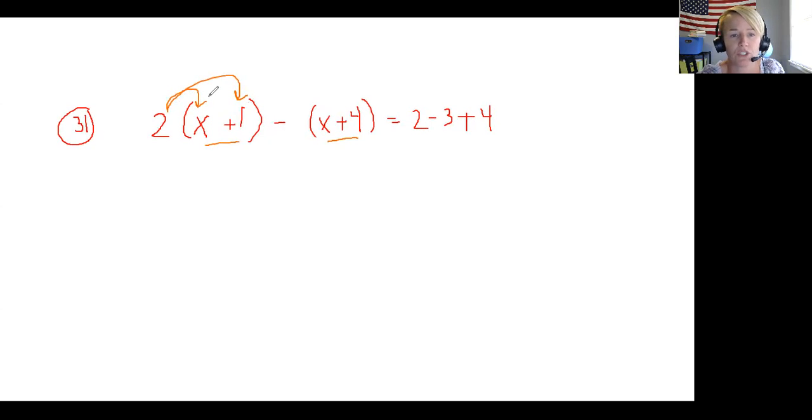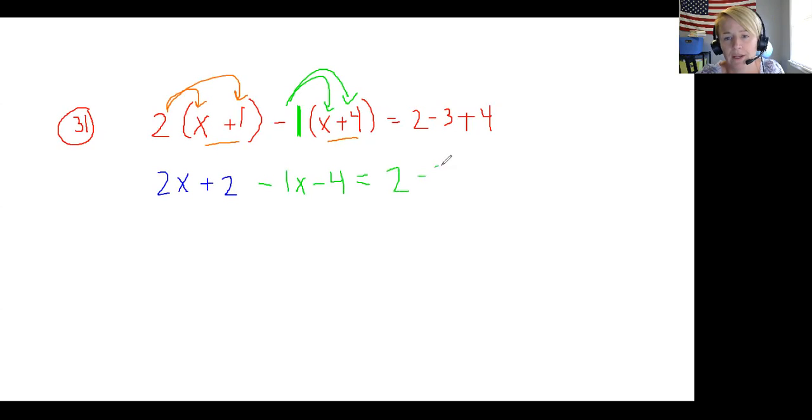So this first one, 2 times x is 2x. And then 2 times a positive 1 is positive 2. Now on the next one, when we're trying to jailbreak it, what's interesting here is we have a -1 out in front. So we have to make sure we remember that's an assumed -1. And -1 times x is a -1x. And then a -1 times a positive 4 is a -4. And then I have 2 minus 3 plus 4 still to go.